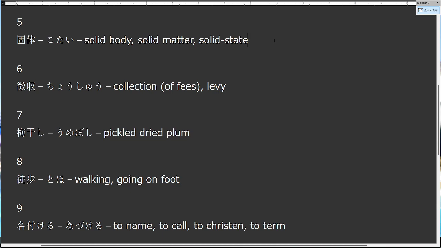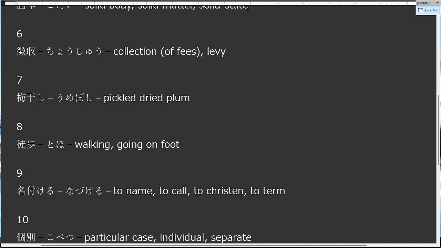Number 6 is chōshu. Chō on the left side can mean a sign or a symptom, but it can also mean to collect, and shu on the right side is another kanji for collection. So this is collection, which specifically refers to a collection of fees, a levy. Collection of fees is chōshu, with a sign or symptom.